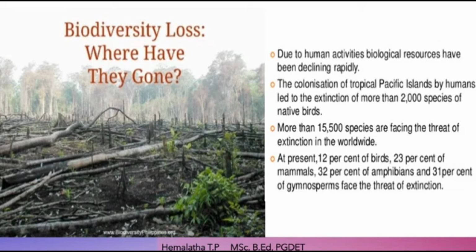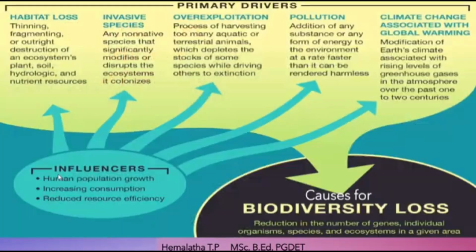At present, 12% of birds, 23% of mammals, 23% of amphibians and 31% of gymnosperms face the threat of extinction. These are all due to human activities which are going on to construct more and more buildings and destroy the ecosystem. So we can say that human beings are the main influencers of biodiversity loss. This is because the human population is growing more and more, and because of more population, the consumption is also increasing. To manage the consumption and the increased population balance, they have to destroy the forest areas to build houses and also for other purposes.